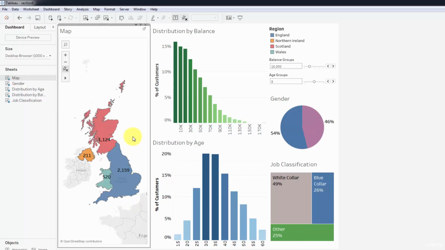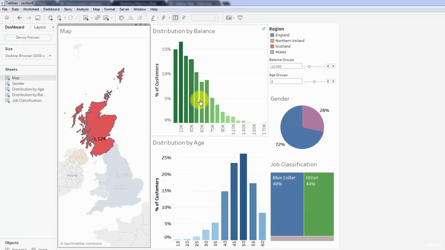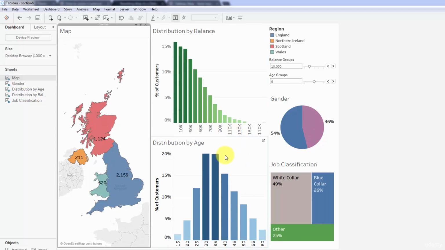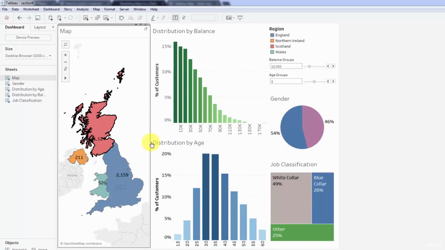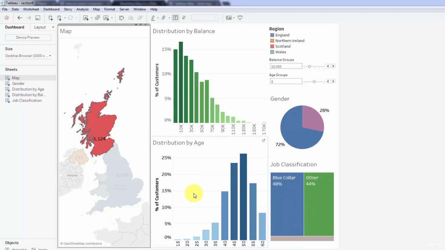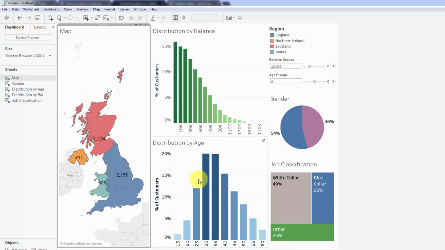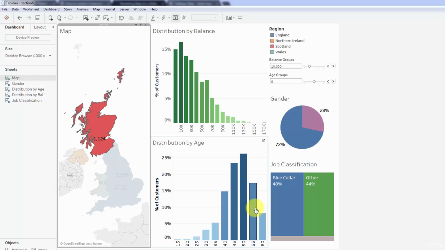Next, we'll move on to Scotland. Once again, we will unclick the map, so we have the baseline, and now when we click on Scotland, we can visually compare. You can see that the balance distribution changes a bit, but not too much. There's some anomalies, but the rest of the charts change quite a lot. The gender breakdown goes from 54% male all the way to 72% male. White collar workers almost completely disappear, and mostly it's blue collar workers and other. The age demographic is also completely different. Now our customers are in their late 40s, early 50s, which is very interesting.